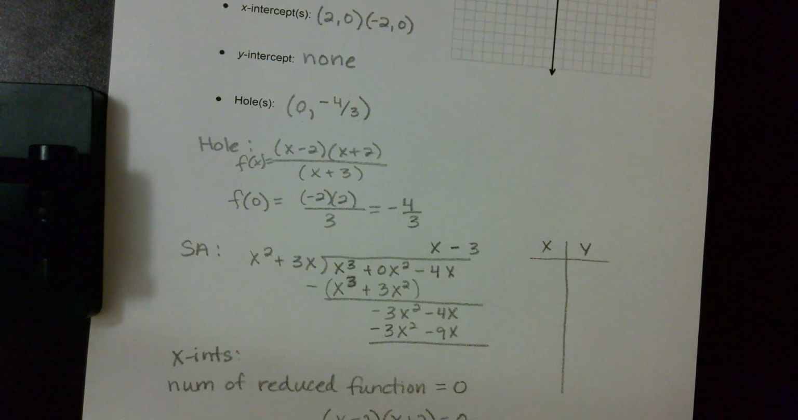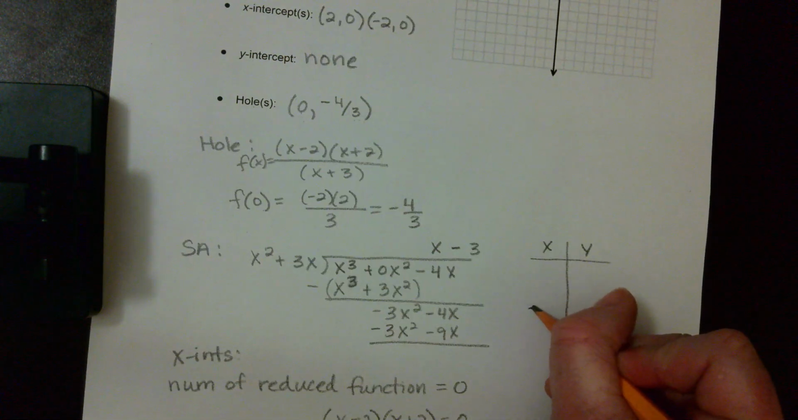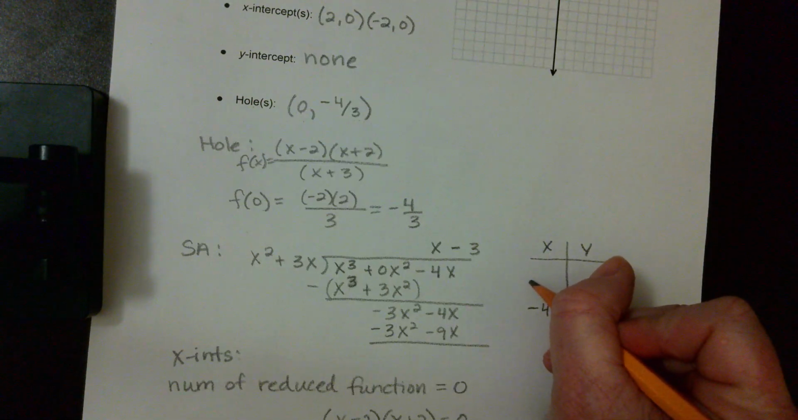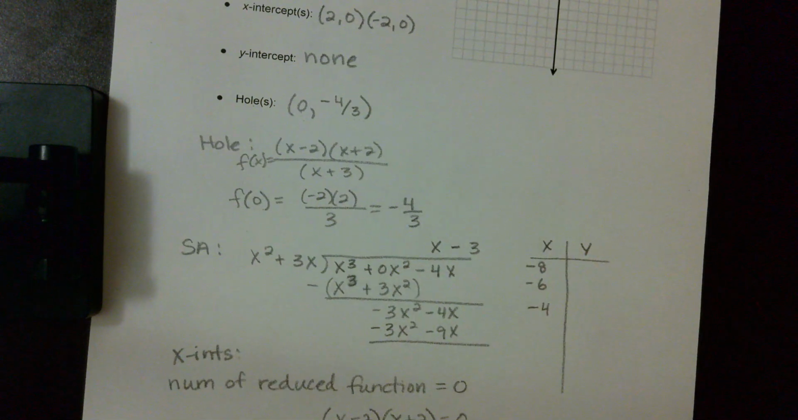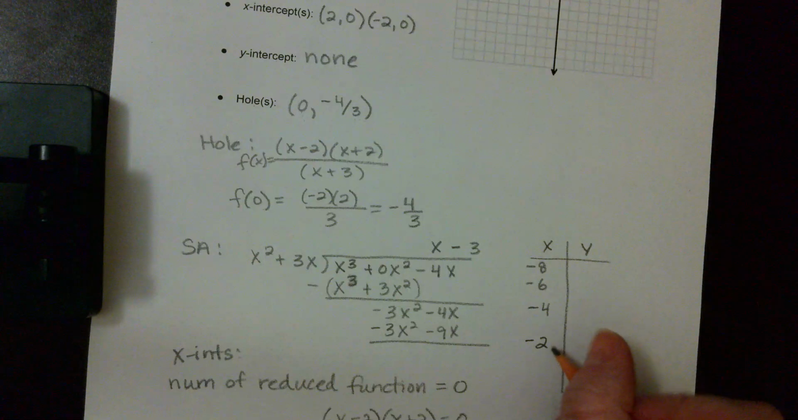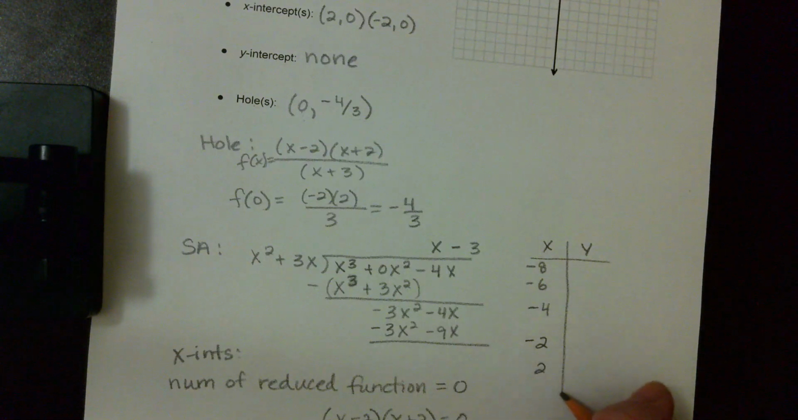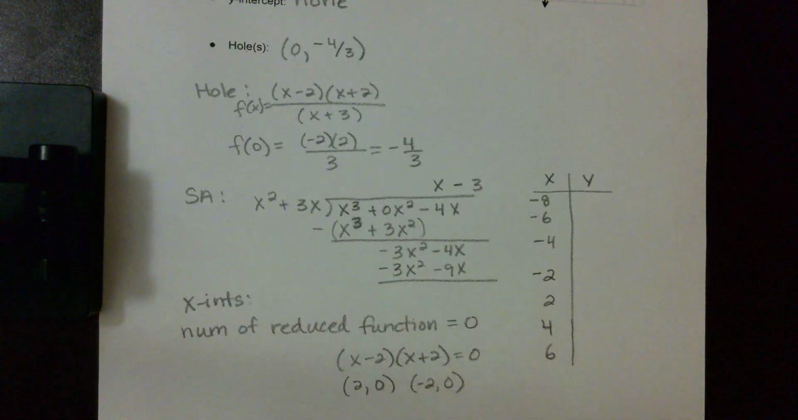I know that negative 3 is where my vertical asymptote is, so I'm going to try negative 4, negative 6, and negative 8 to see trends that way. And then I'm also going to try negative 2, 2, 4, and 6 to find trends that way. So pause the video now and calculate using a calculator or by hand those values.